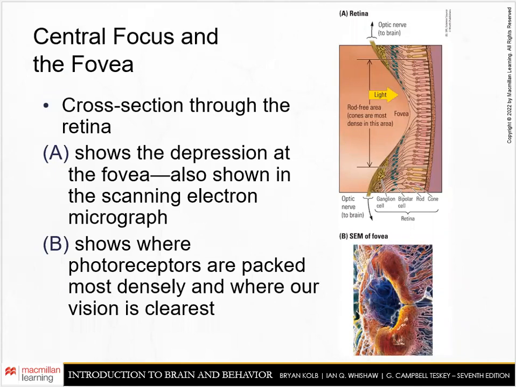The central focus in the fovea, this is the cross section through the retina. In image A, up above here, this shows the depression at the fovea, which is also shown in the scanning electron micrograph. And that's showing where these photoreceptors, they are packed most densely and where our vision is going to be the clearest. So we can see there's all of these receptors on the fovea, and they are just ready to go to get that information and to get the clearest HD information to our brain.